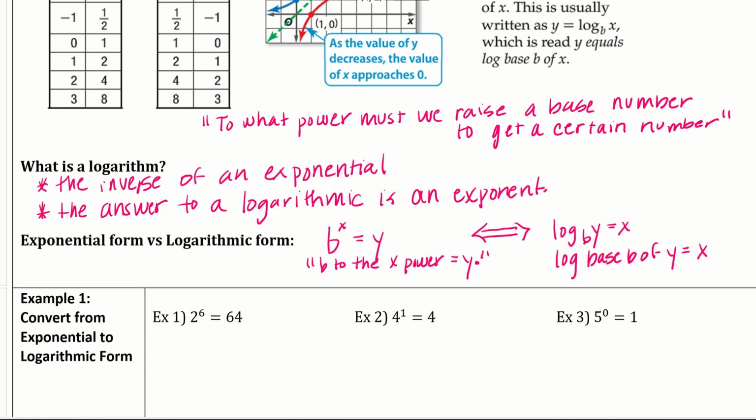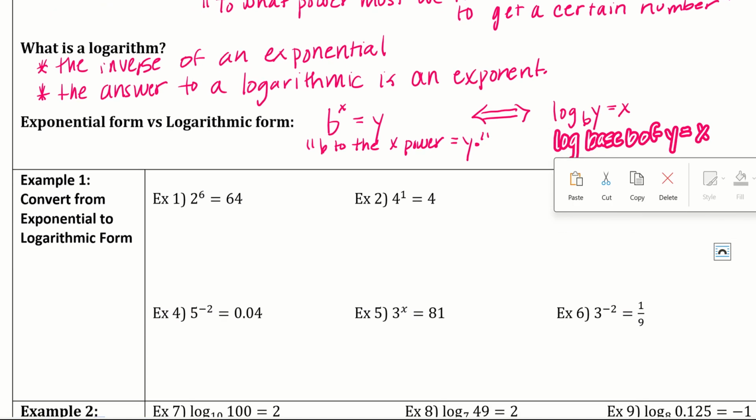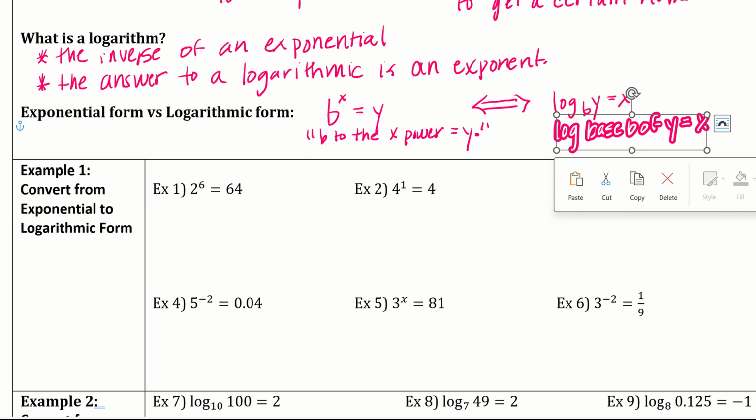And one of the common logs, just so you know, if there is no base number written on the log, usually we're using base 10. So often we're going to have a log there. All right, on these first two examples, we're just going to convert back and forth from logarithmic form to exponent form, or exponent form to logarithmic form.